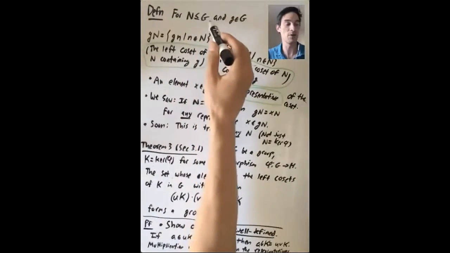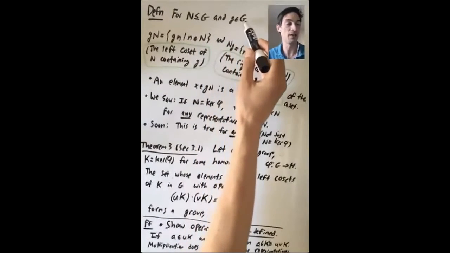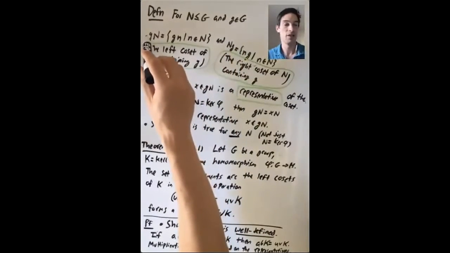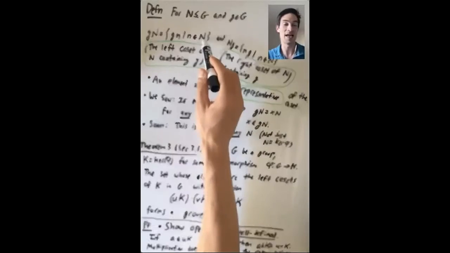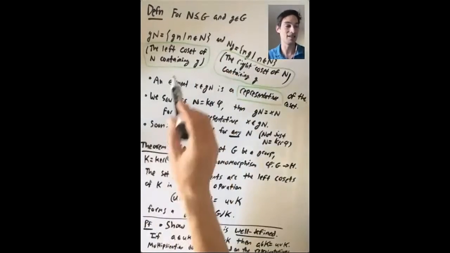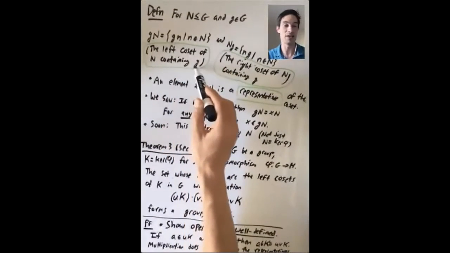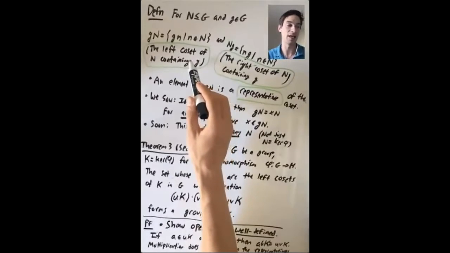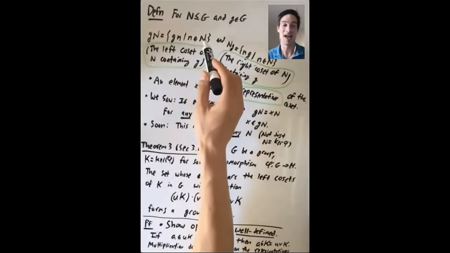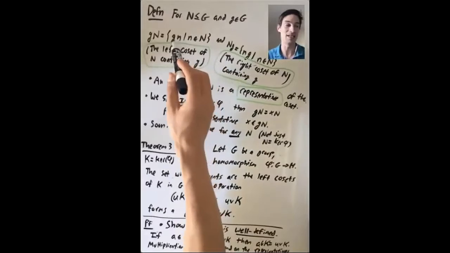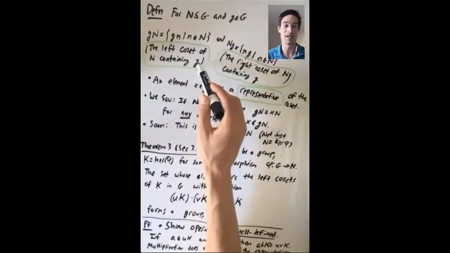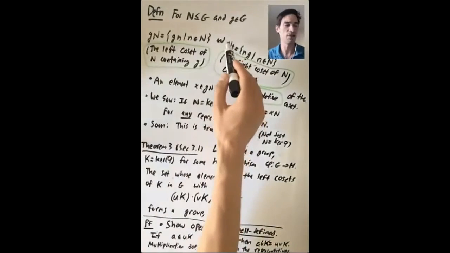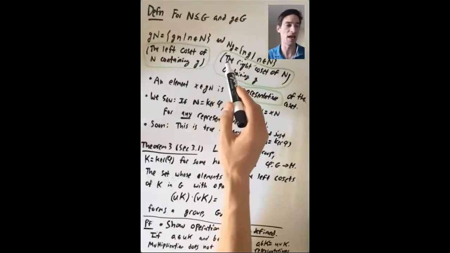Let's take a subgroup N of G and an element little g. gN is the set of everything that is g times some element of the set N. This is the left coset of N containing g. I say containing g because, since N is a subgroup, it definitely contains the identity. So this coset contains g times the identity, so it contains g. You can define right cosets completely analogously.